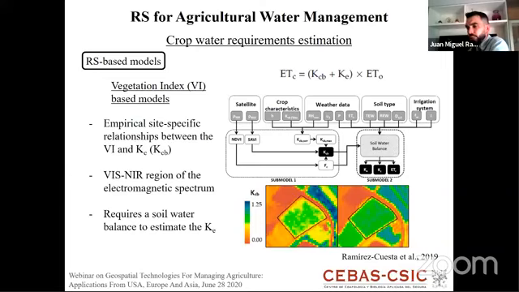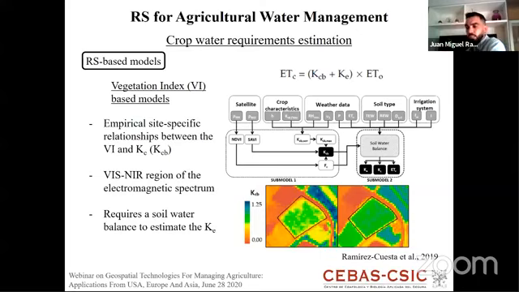Vegetation index-based approaches are intended on deriving crop evapotranspiration from an empirical site-specific relationship between the vegetation index and the crop coefficients. These vegetation indices, among which the most worldwide used are the normalized difference vegetation index and the soil adjusted vegetation index, are calculated using the relationship between the visible, more specifically the red band, and the near infrared region of the spectrum.